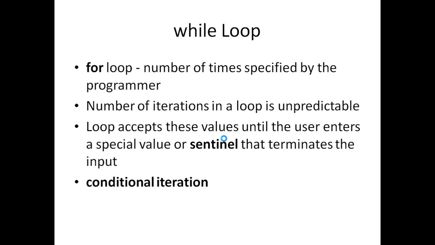A for loop iterates the number of times specified by the programmer. But in a while loop, it is specified by a condition. When we execute something and some condition change occurs, then we have to exit that loop. That specific value is known as the sentinel. The sentinel will terminate the loop and the input, stop the execution, and move on to some other statement. This is known as conditional iteration.